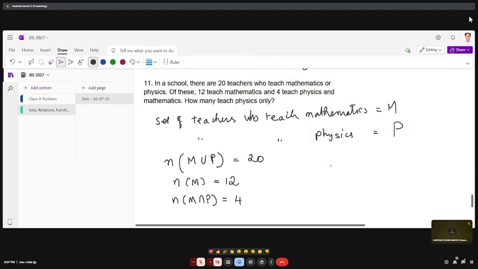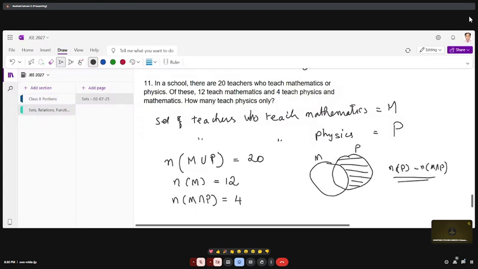See, here is mathematics, here is physics. Physics only means this is what we want. You can take the whole circle for P, but when you say physics only, we take this much only. That means N of P minus N of M intersection P. This is needed because they are teaching maths also. So for physics only, you have to take N of P minus N of M and P.